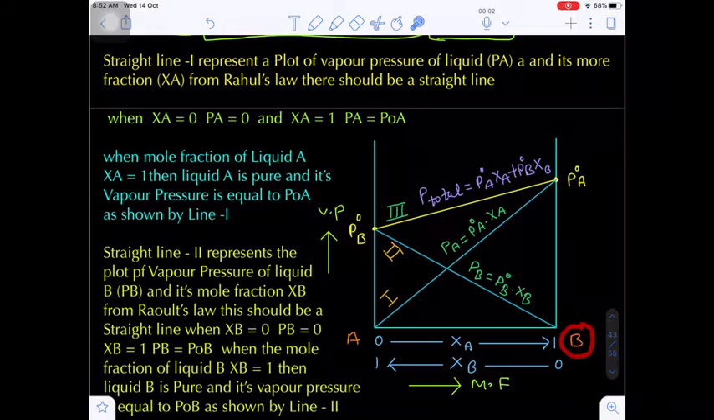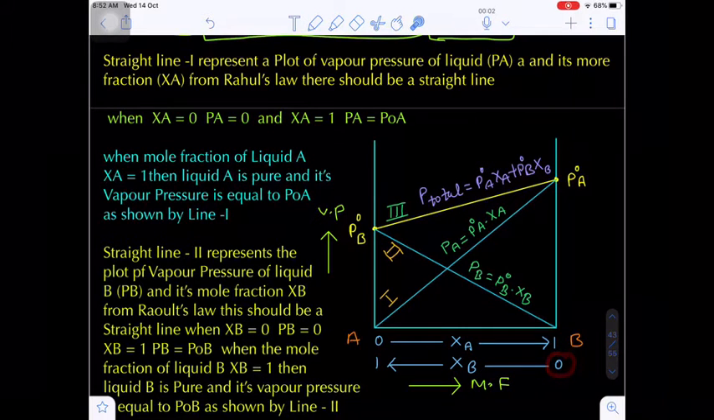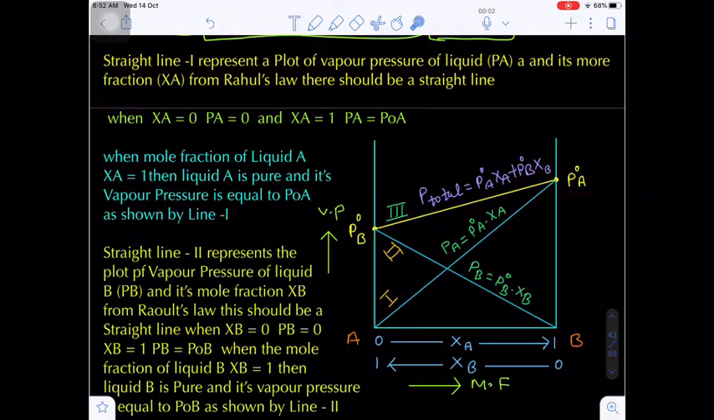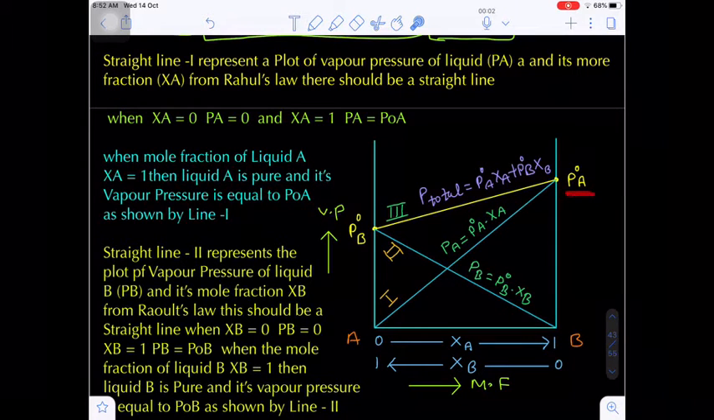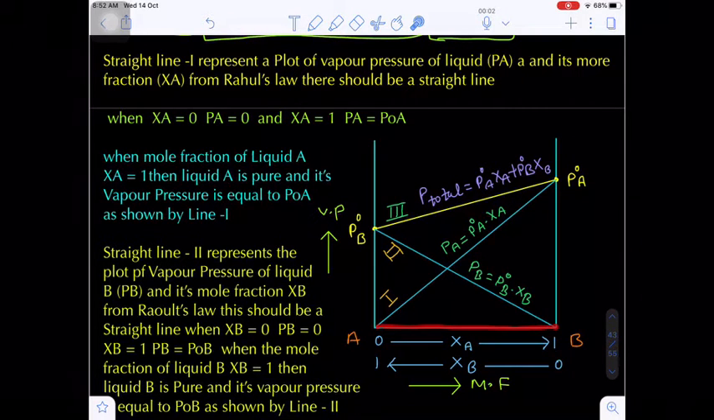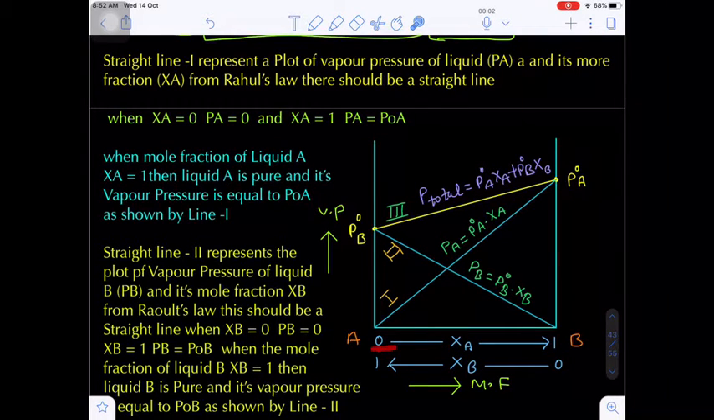Suppose here, where component B has mole fraction 0, that means only component A will be present in the solution. That's why the pressure will be equal to the partial pressure or vapor pressure of component A in the pure state, that will be P naught A. Okay, now if you move from A to B, the mole fraction of A gradually increases from 0 to a maximum value of 1, because the sum of the mole fractions will be equal to 1 at maximum.